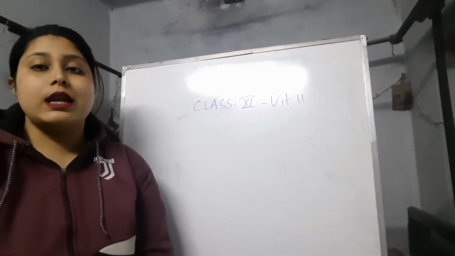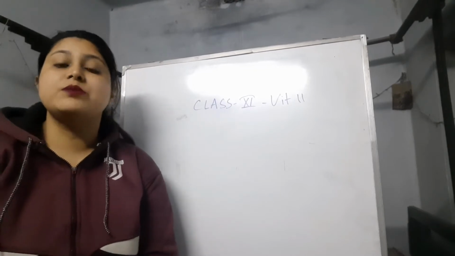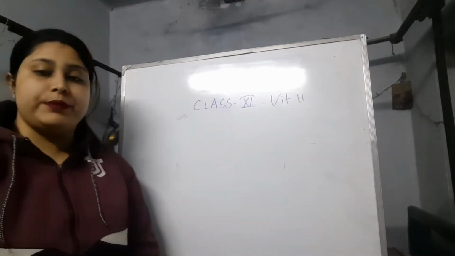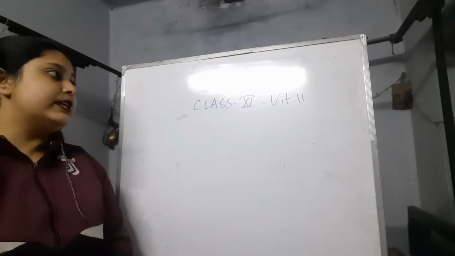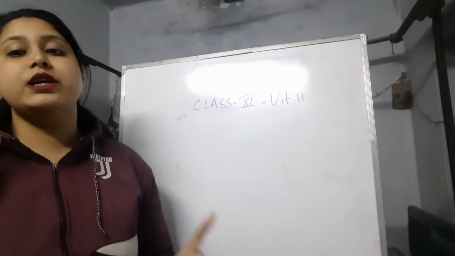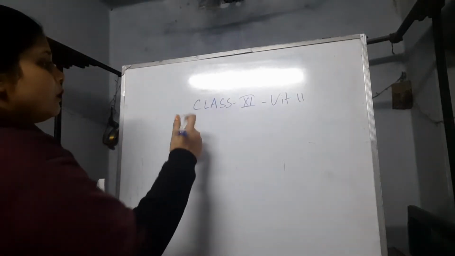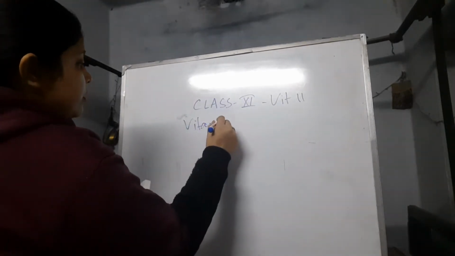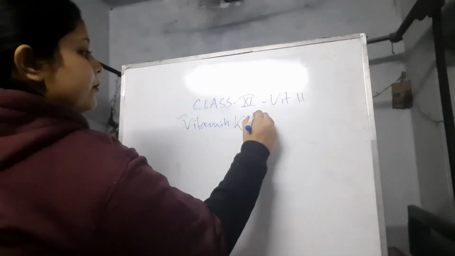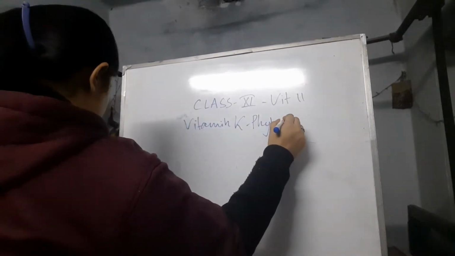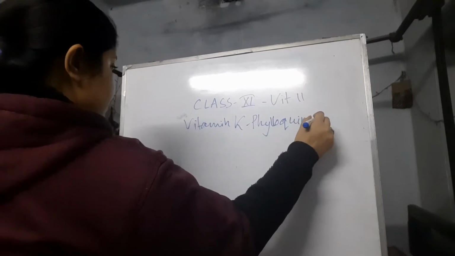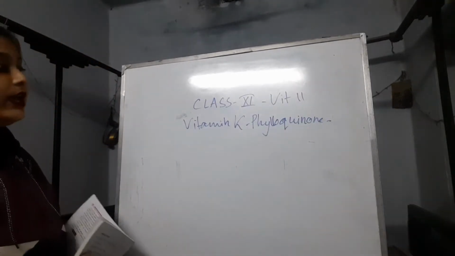This video is for class 11 nutrition, and the chapter that I am continuing today is the vitamins. So this is the 11th video from this chapter. In the previous video I completed vitamin A, vitamin D and vitamin E, and the last fat soluble vitamin is left, that is vitamin K. Vitamin K is also known as phylloquinone.